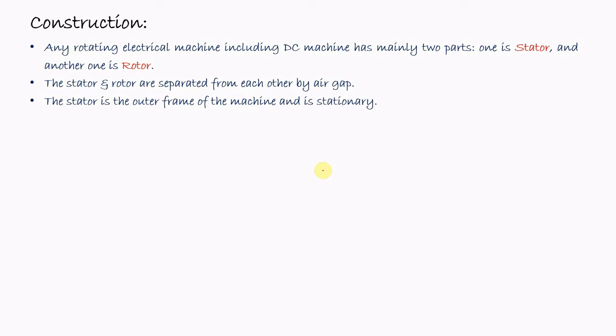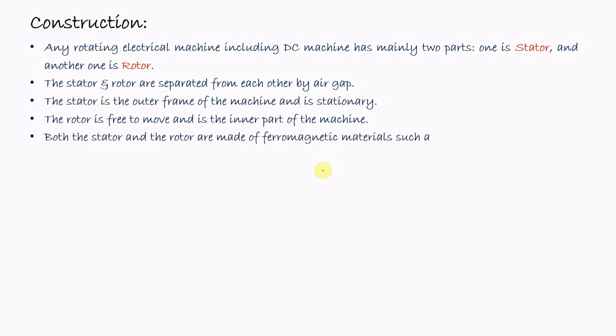The stator is the outer frame of the machine and it is stationary by nature, whereas the rotor is free to move and it is the inner part of the machine. Both the stator and the rotor are made of ferromagnetic materials such as cast iron or silicon steel, and normally thin laminated sheets are used for the construction. This is to reduce the hysteresis loss and the eddy current loss.